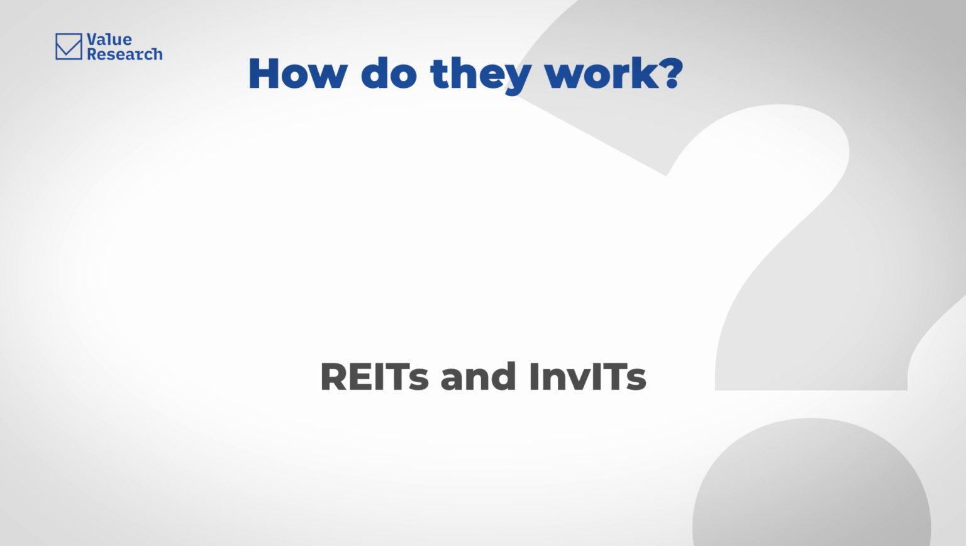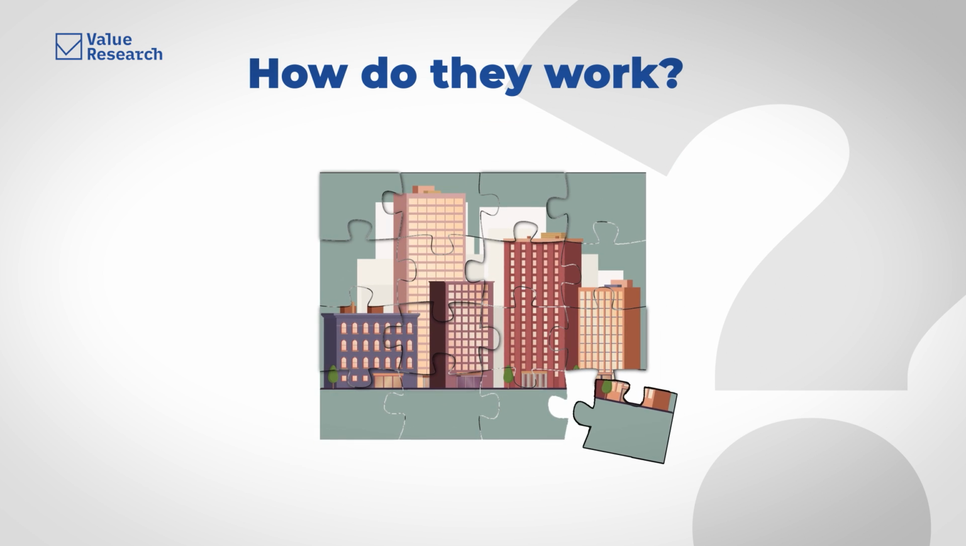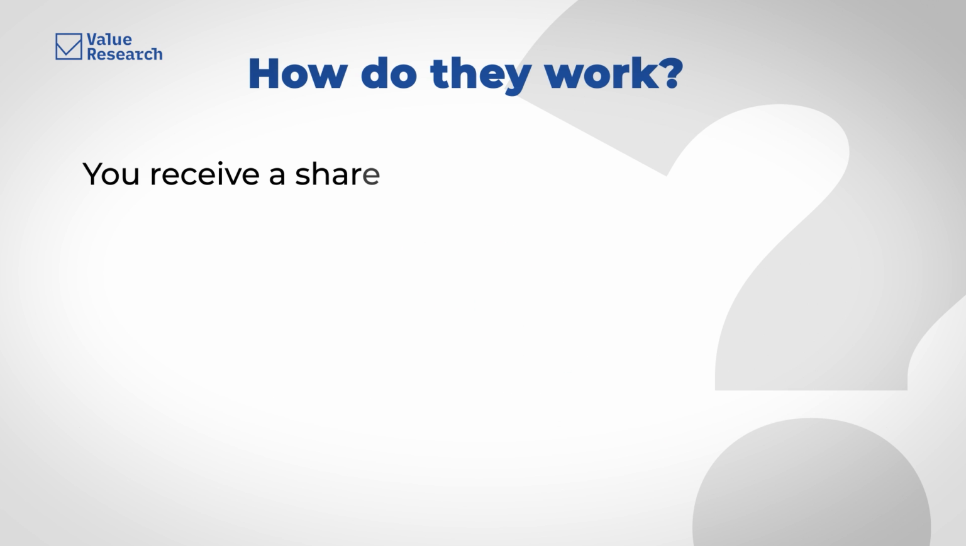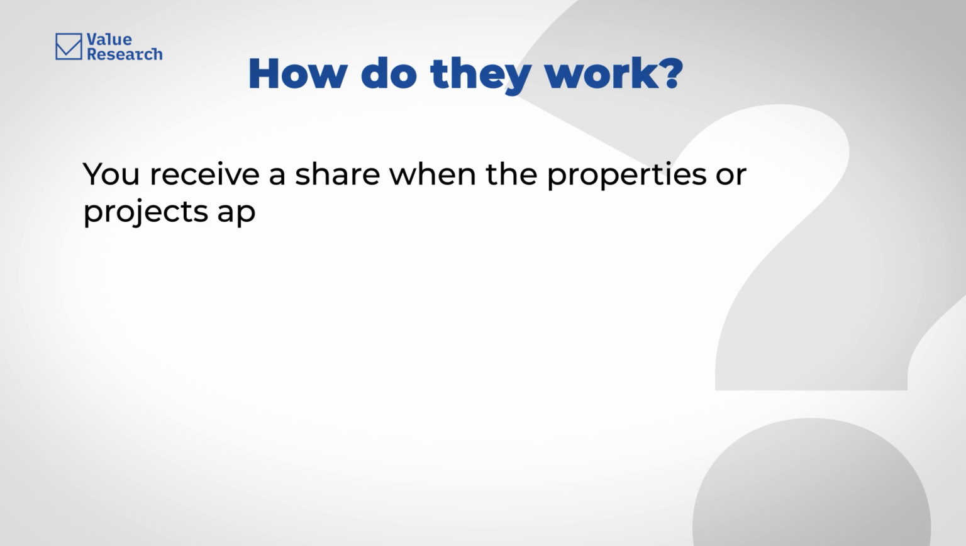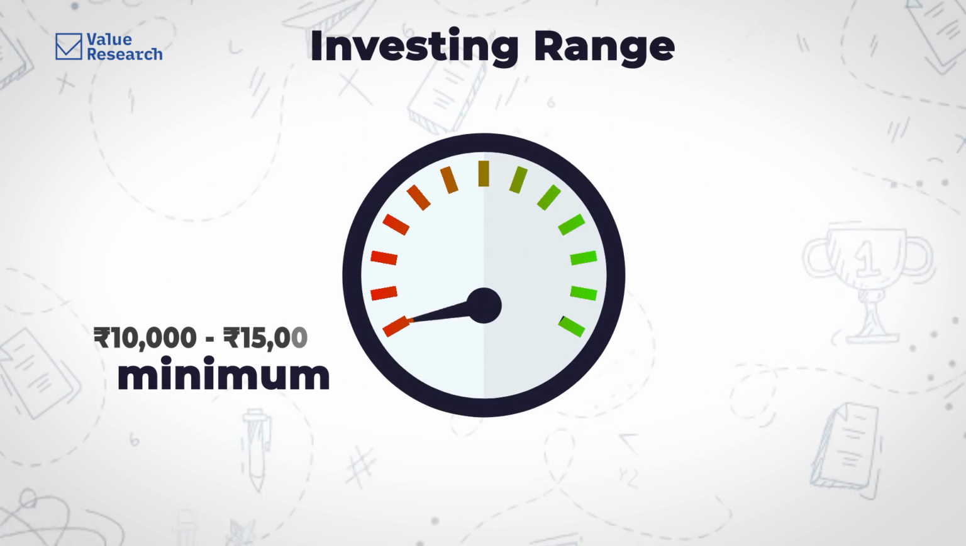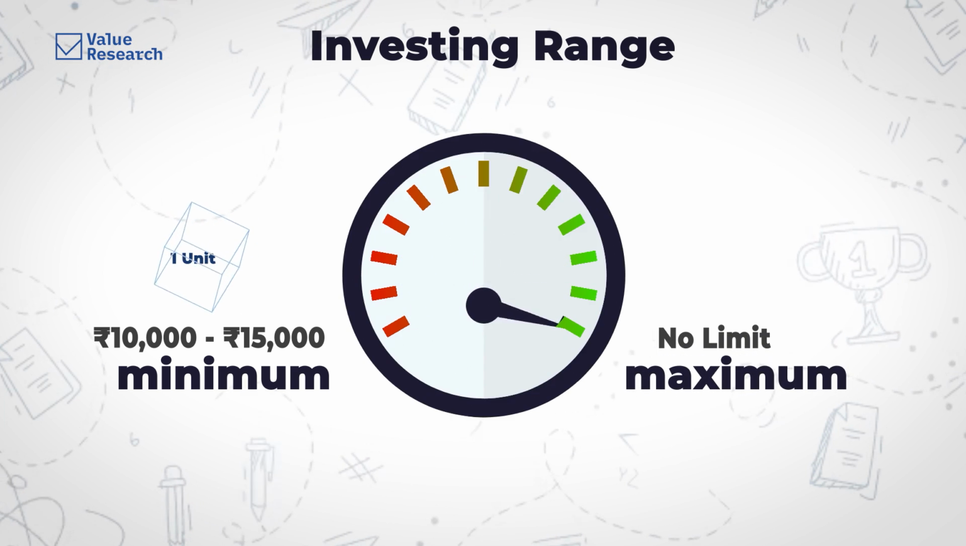REITs and InvITs work by offering units to investors. When you buy units, you become a part owner of the properties or infrastructure projects held by the trust. You receive a share of the rental income or toll collections and any capital gains when the properties or projects appreciate. You can invest a minimum of 10,000 to 15,000 rupees, or the price of one unit on the stock exchange, with no maximum limit to your investment.